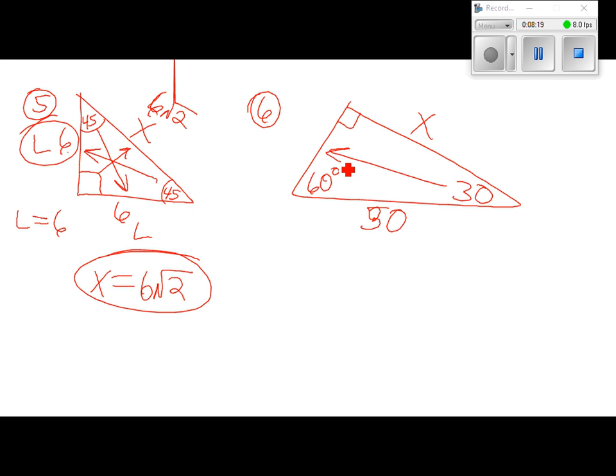Side across from the 30-degree angle should be labeled L. Side across from the 60-degree angle, L times the square root of 3. Side across from the right angle, 2L. This is the side we know this time, so we set up an equation from that. 2L should equal 50.